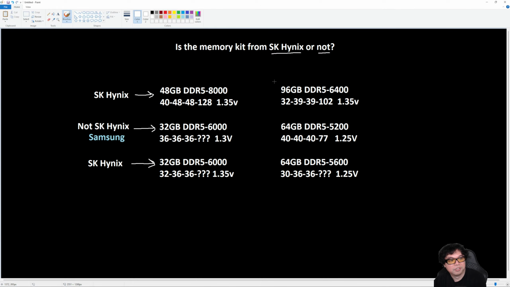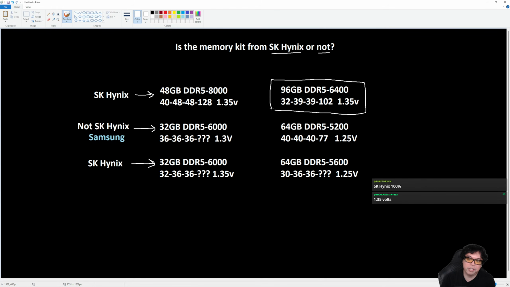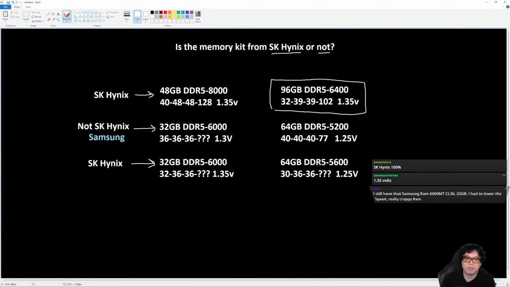So this next one, this is what I call big memory. This is my fast memory. This one's my big memory. So 96 gigabytes. This is 2x48, but it could also be 4x24 if you want to run 4 sticks of RAM. So currently, I have two ways of doing this memory kit. I can either do 4 times 24 or 2 times 48 to achieve the exact same result, exact same timings, everything's the same, voltage is the same, DDR5 6400.